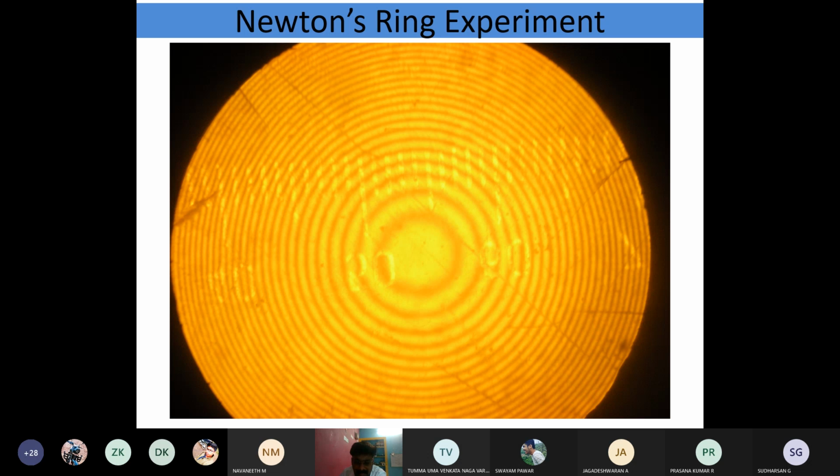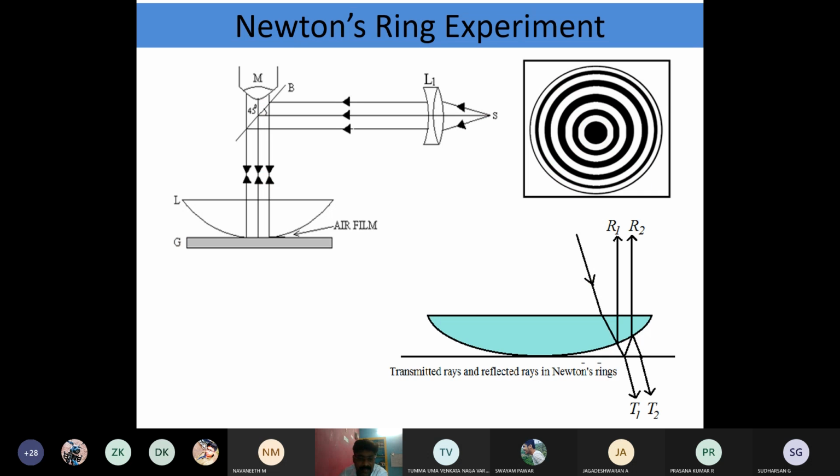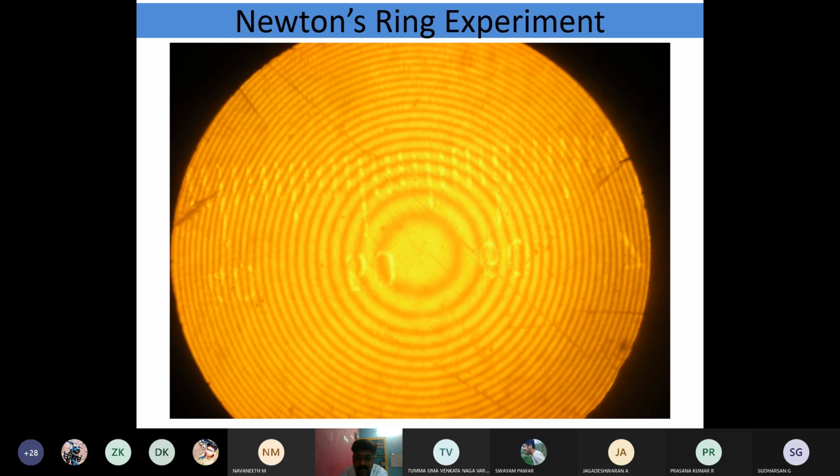So this is the exact outcome. When you are doing your experiment in our physics laboratory, you are able to see this structure as your output. What I have just shown in the previous slides, the same we are getting as an output. This is the original one.